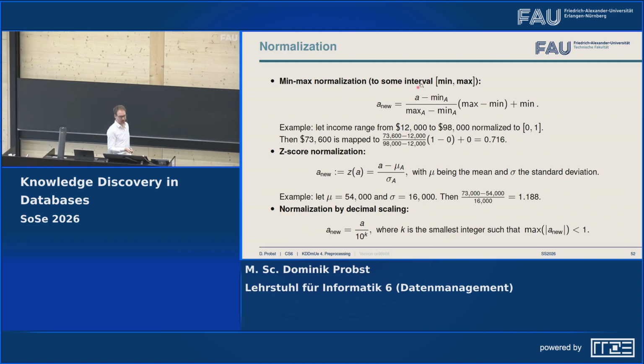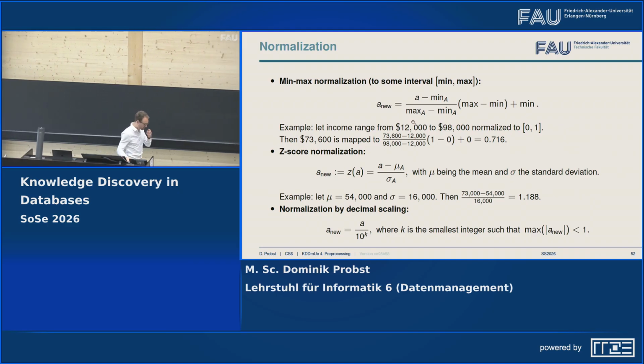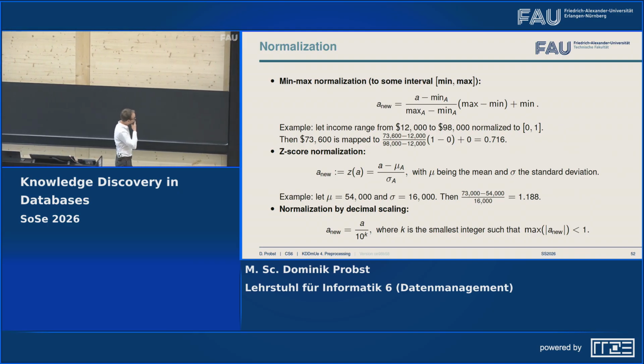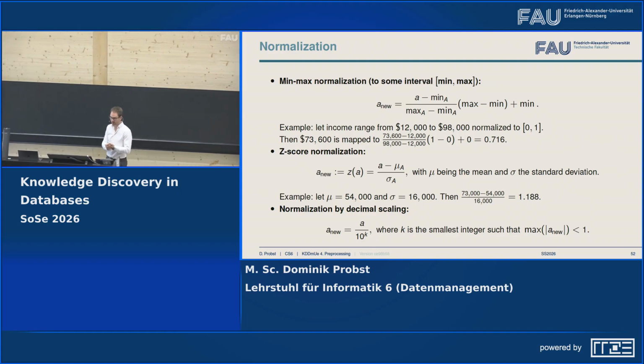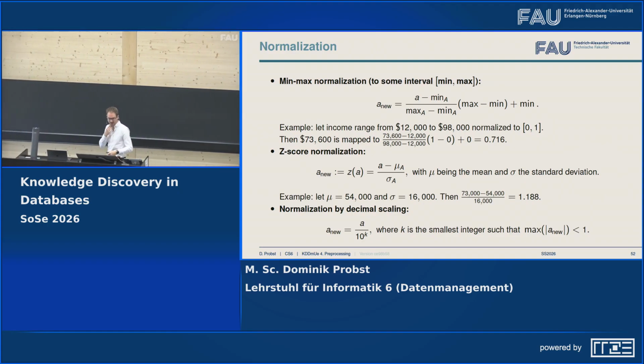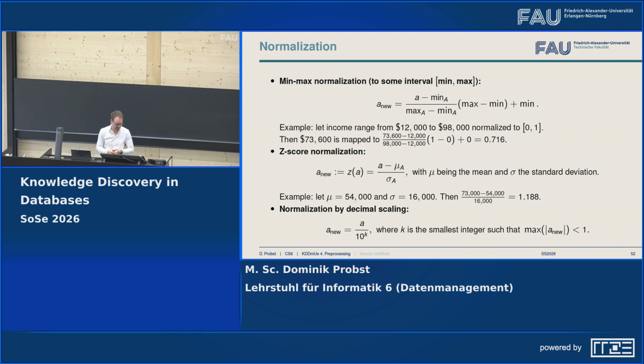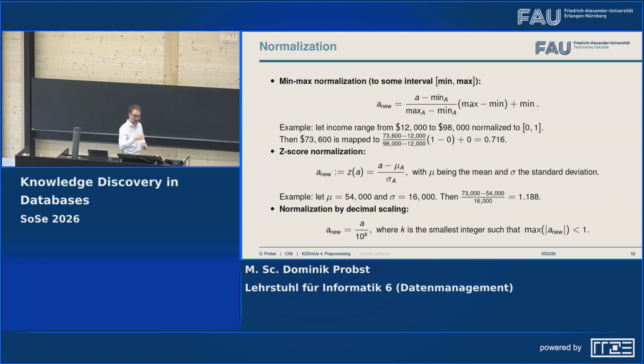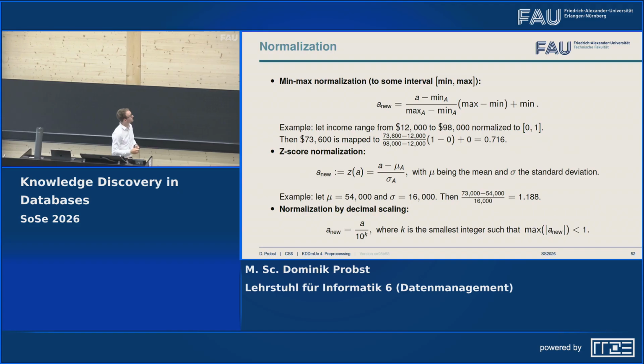If we, for example, try to min-max normalize an income range, and we know that the lowest value of that income range is $12,000 and the highest value is $98,000. And we try to normalize it to 0 to 1. Then of course, the lowest value, so $12,000, ends up at 0. The highest value ends up at 1.